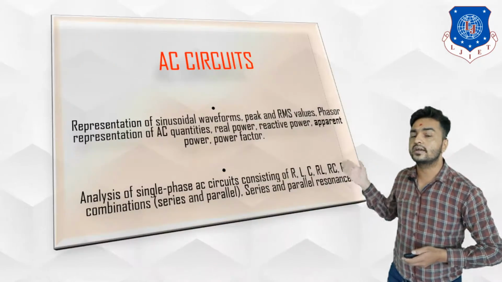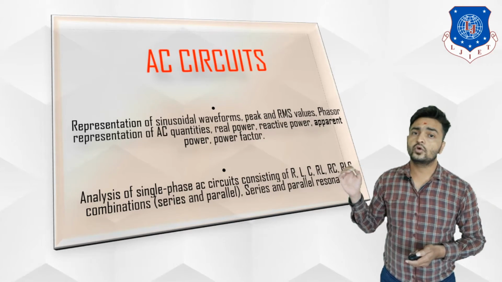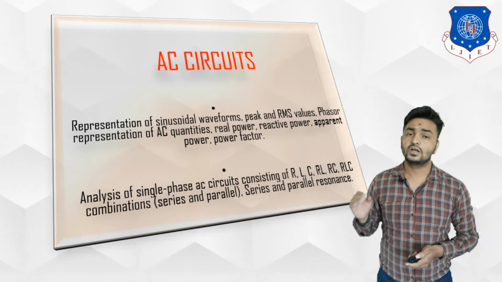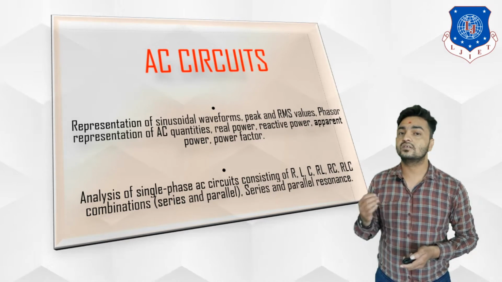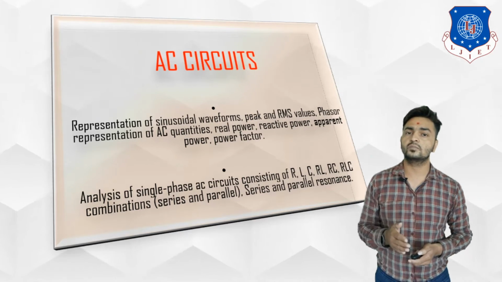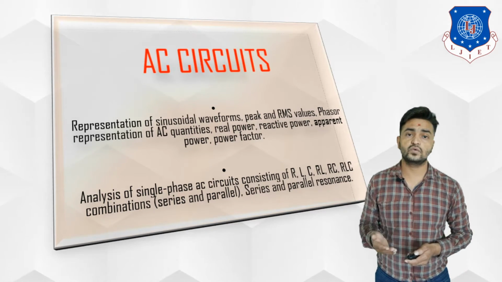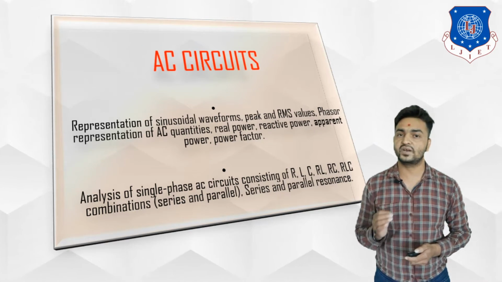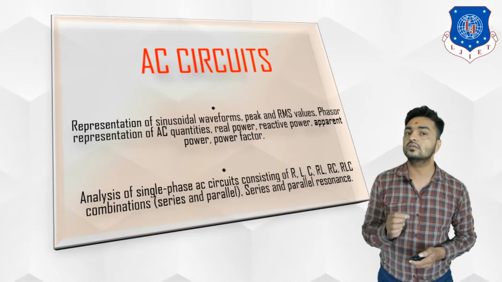So, these are the contents of single phase AC circuits. Here, we are going to start with representation of sinusoidal waveform, in which we will discuss generation of sinusoidal wave as well as the representation of that sinusoidal wave. Next, we will discuss various terms related to alternating quantities like peak values, average value, and many others. Next, we will discuss phasor representation of an alternating quantity, how to represent an alternating quantity as a phasor.